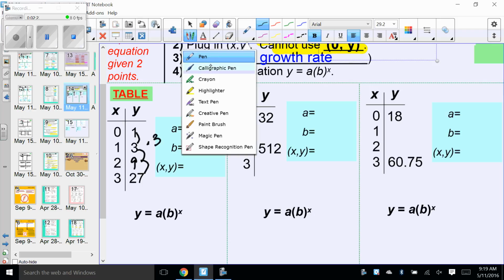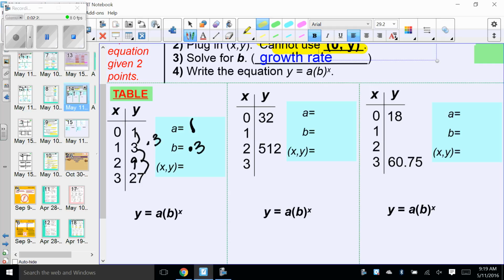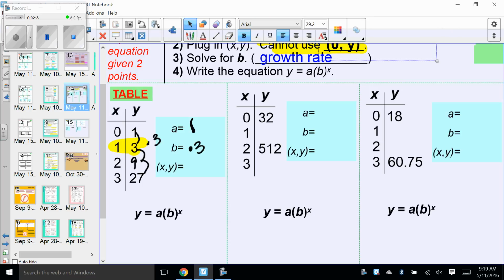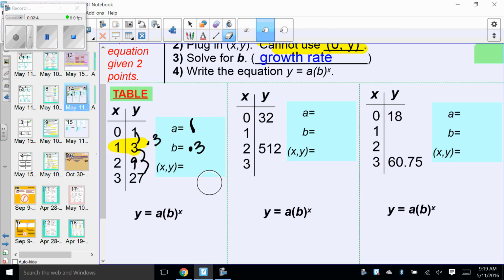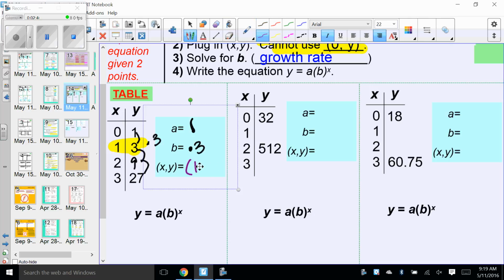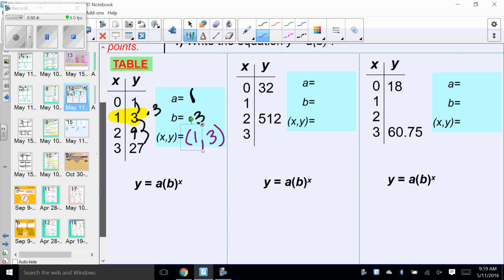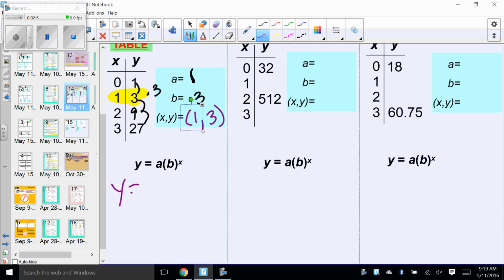Now I need 1 and only 1 data point to substitute into this to be able to check it. So I can really use any of them. I'm going to use 1, 3. You cannot use the 0 coordinate though because of the power there. So I'm just going to use 1, 3, and I can check to make sure that makes sense. We're going to plug in 1 for x, 3 for y. So our equation is y equals a, the beginning amount, times the growth rate of 3 to the x power.